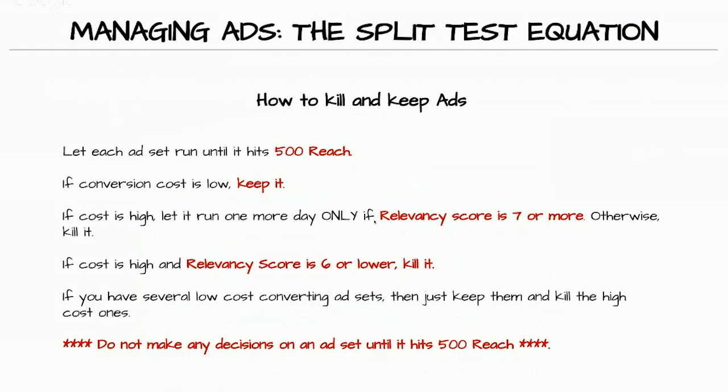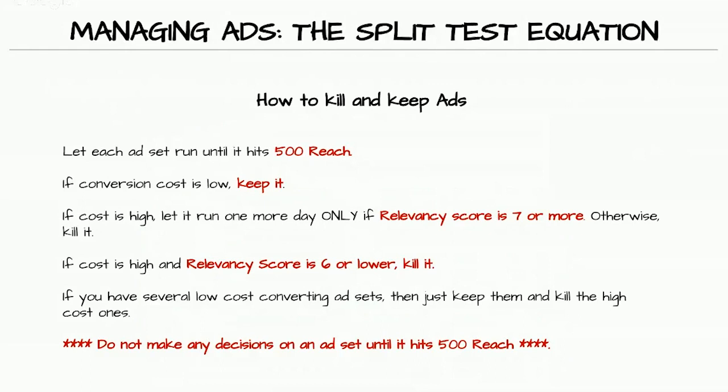And in my experience, if you hit 500 and your relevancy score is 7 or more, meaning, relevancy score basically is how well your audience is engaging with the ad, sometimes that ad will go down in price over the next few days. Sometimes it won't, but a lot of times it will. Which moves on to: if the cost is high and the relevancy score is 6 or lower, you kill it. All right.